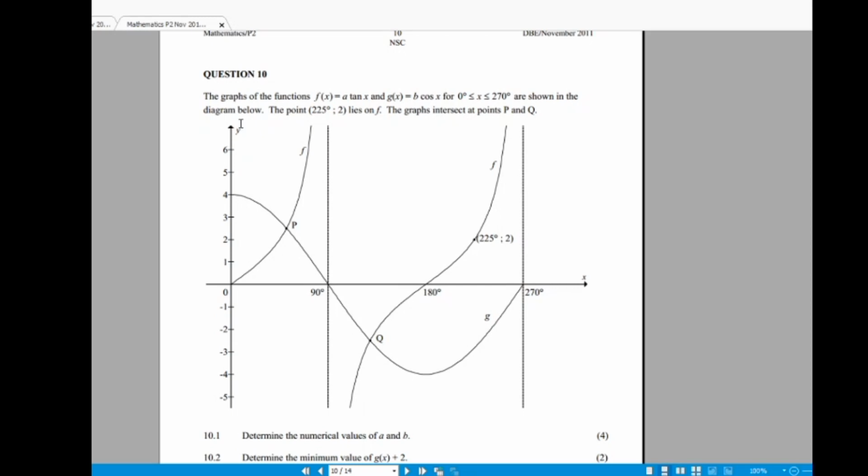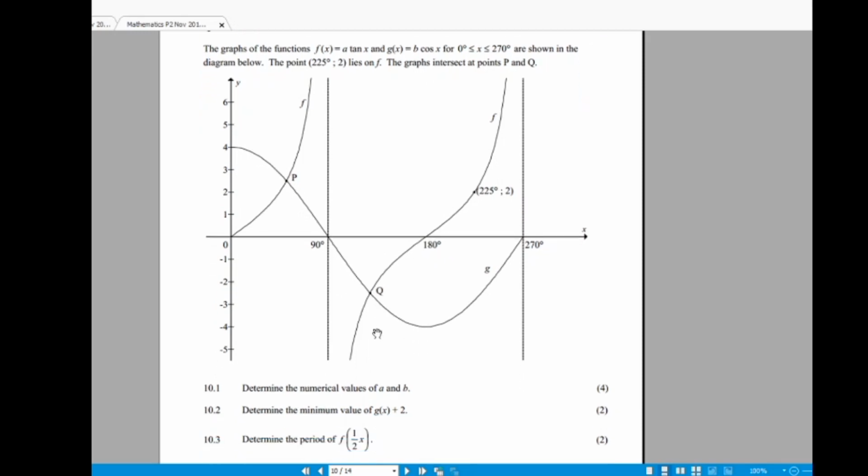So la question 10 bathi the graphs of the functions f of x is equals to a tan x and g of x is equals to b cos x for x between 0 and 270 degrees are shown in the diagram below. The point (225; 2) lies on the graph of f. The graphs intersect at point P and point Q.